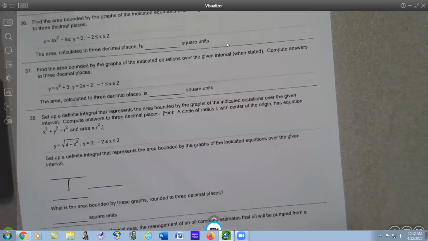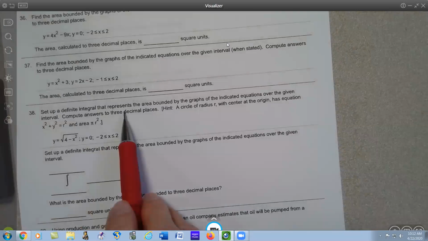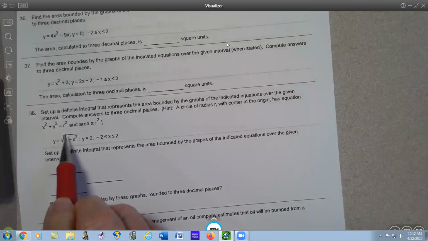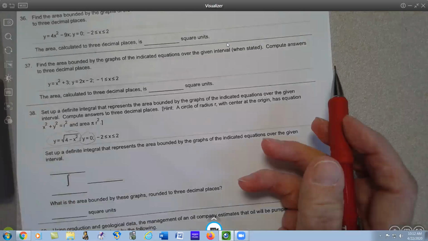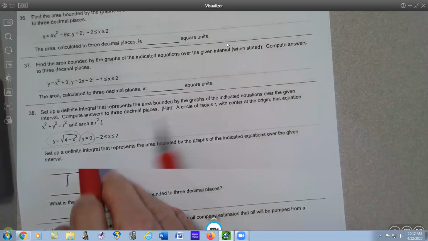Set up the definite integral that represents the area bounded by the graphs of the indicated equations over the given interval. Compute answers to 3 decimal places. So this is my curve, and this is my other curve. It does ask us to find, or just to set it up. So we'll do that first. Let me graph it.